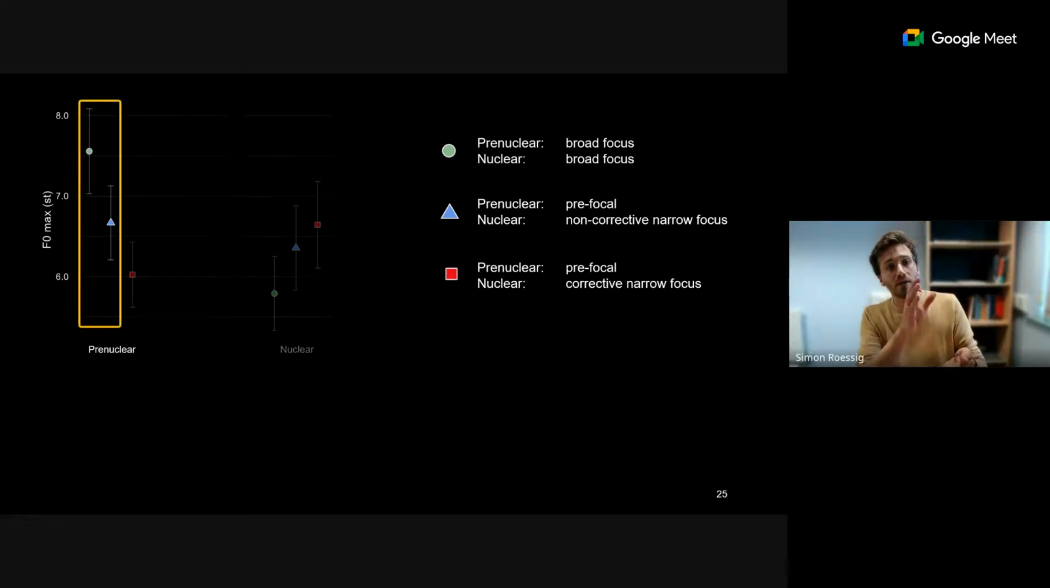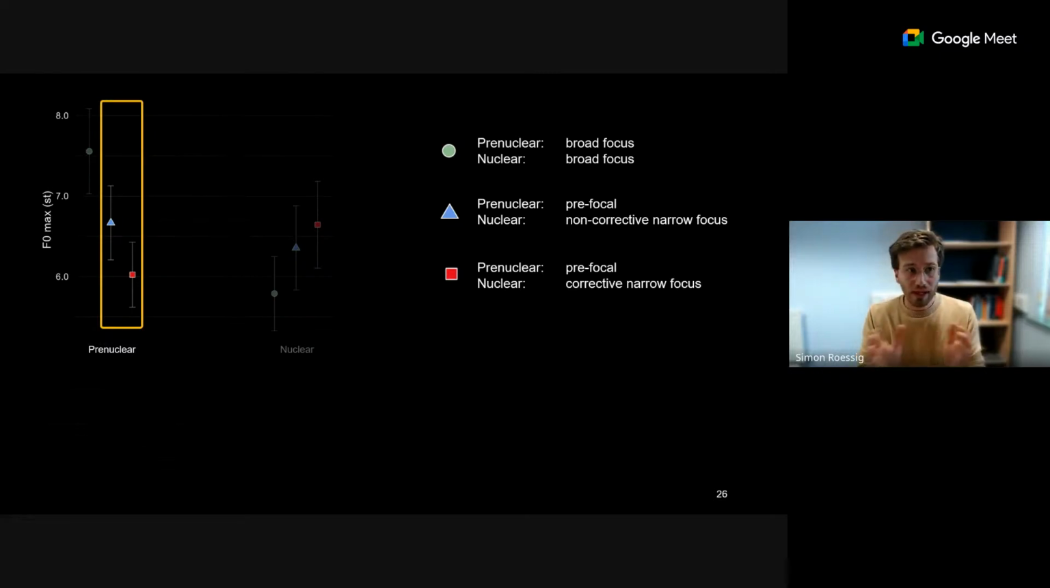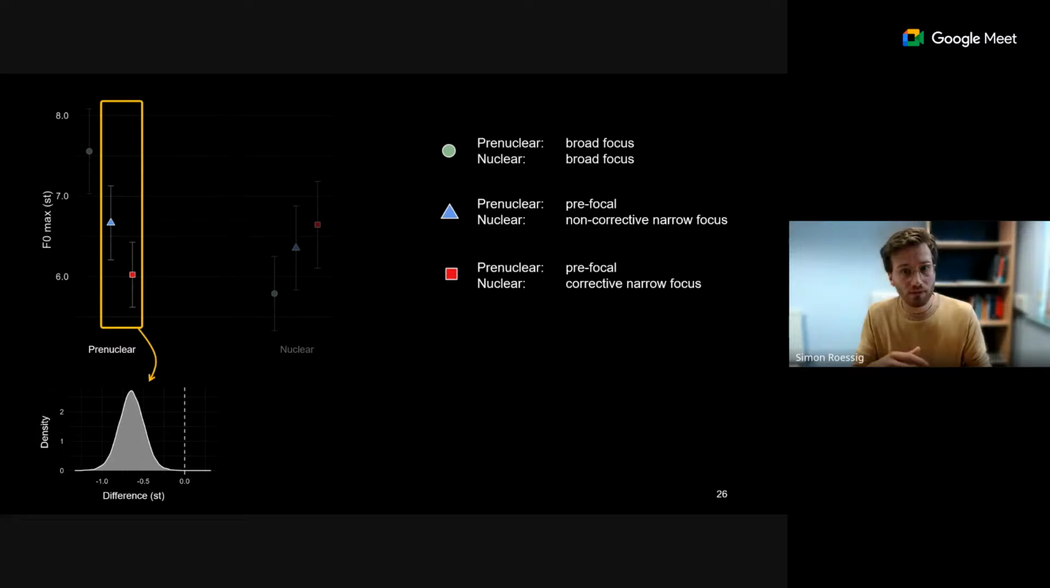So first we look at prenuclear in broad focus versus prenuclear before non-corrective narrow focus. And we see the distribution is well separated from the dashed line, which represents 0. And we do the same thing for the next pair, prenuclear before non-corrective narrow focus versus prenuclear before corrective narrow focus. And we see the distribution is well separated from the dashed line, which is the 0 line.